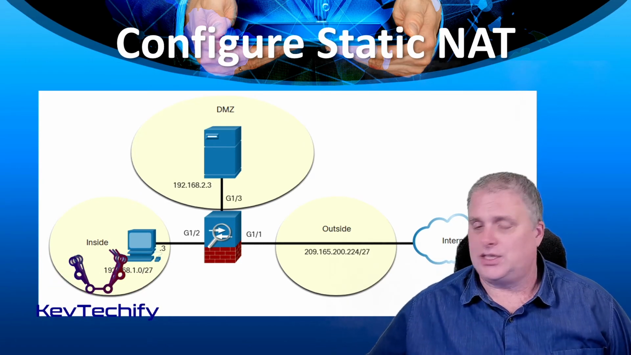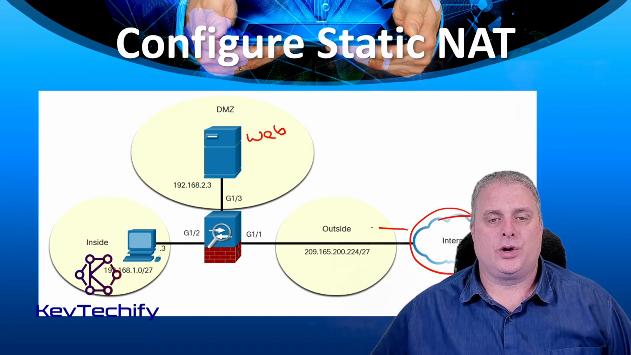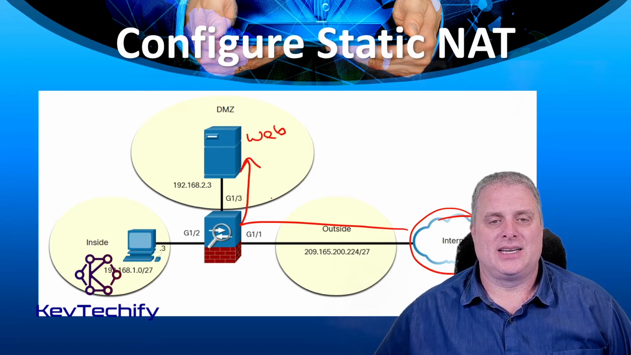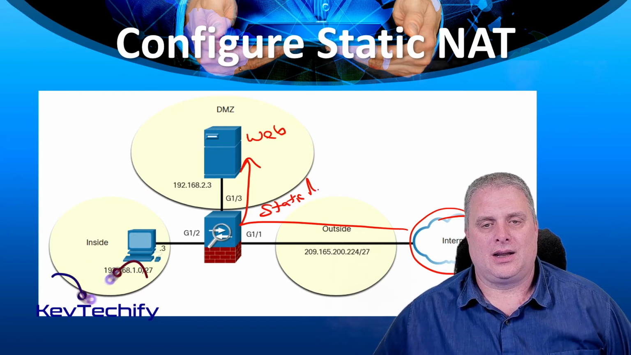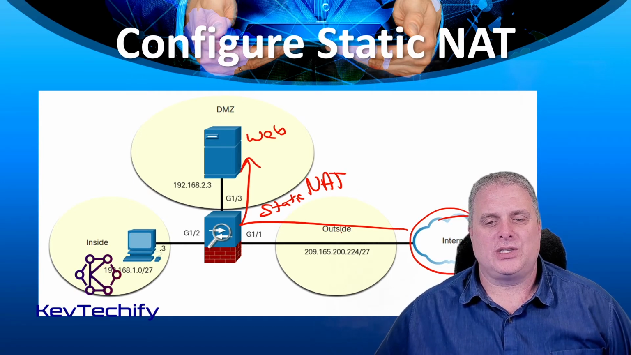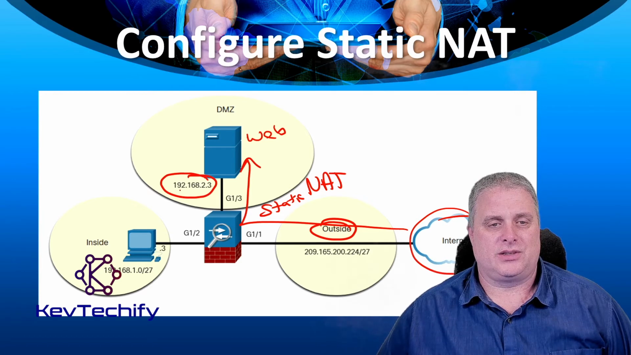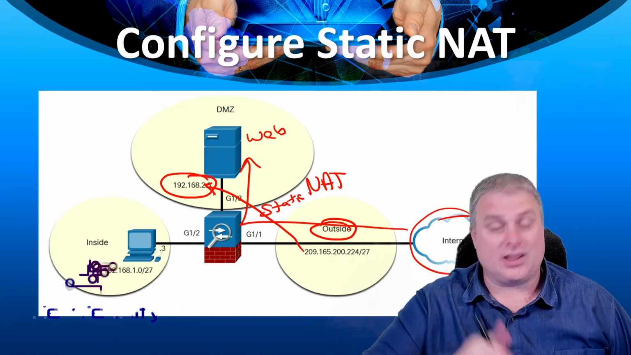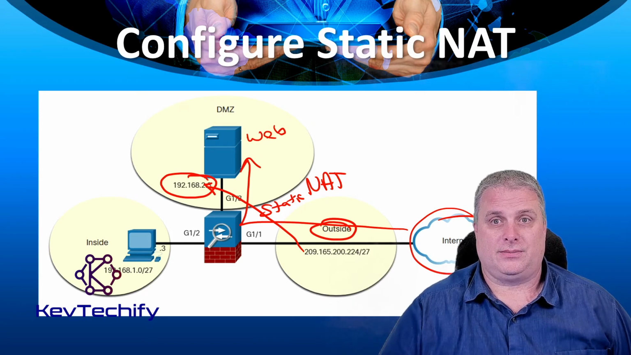Looking at our topology, people from the internet here need to get access to our web server in our DMZ. So we're going to set up static NAT. Once again, this is static NAT. It takes an outside IP address and maps it to one of our internal addresses, which happens to be in our DMZ. So it's going to map a 209 address to one of our 192 addresses to allow outside people to get into the DMZ for that web server.